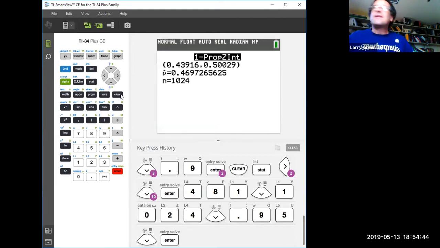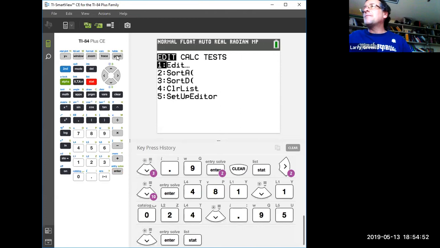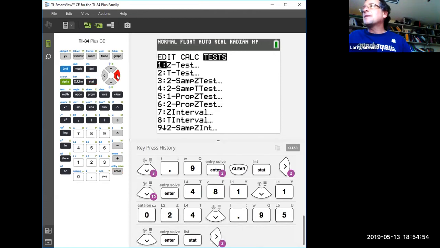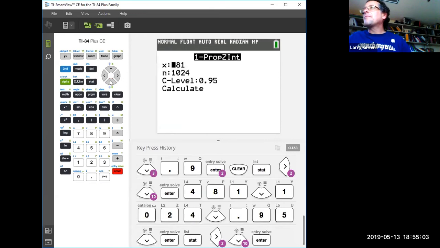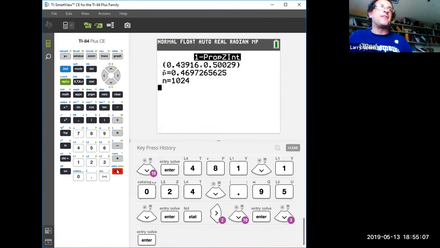Okay. C level is a confidence level. Oh, did I get the wrong one? Let me do it again. I didn't check it, but let's double check. One prop z int. Yeah, I was right. 0.95. Yeah, C level is confidence level, and we're using 95% confidence. So C for confidence.